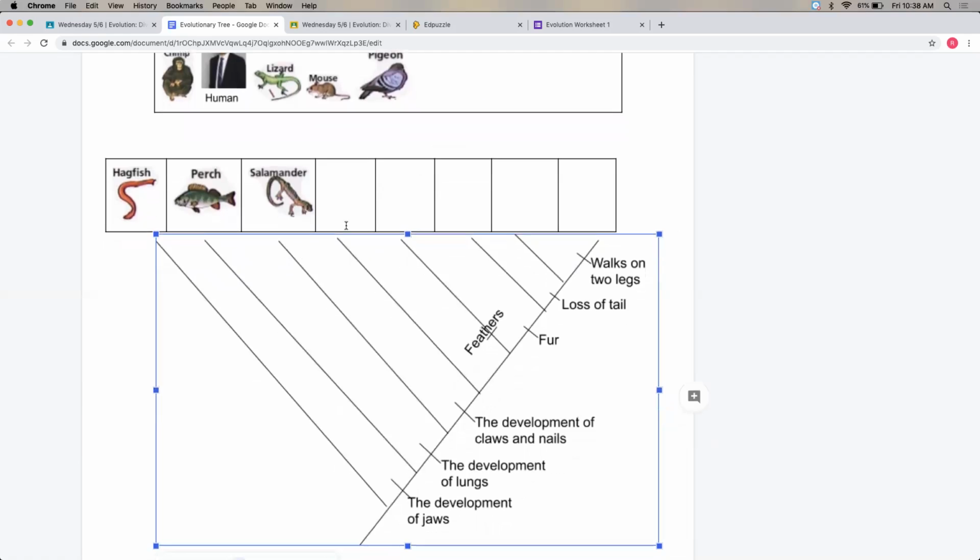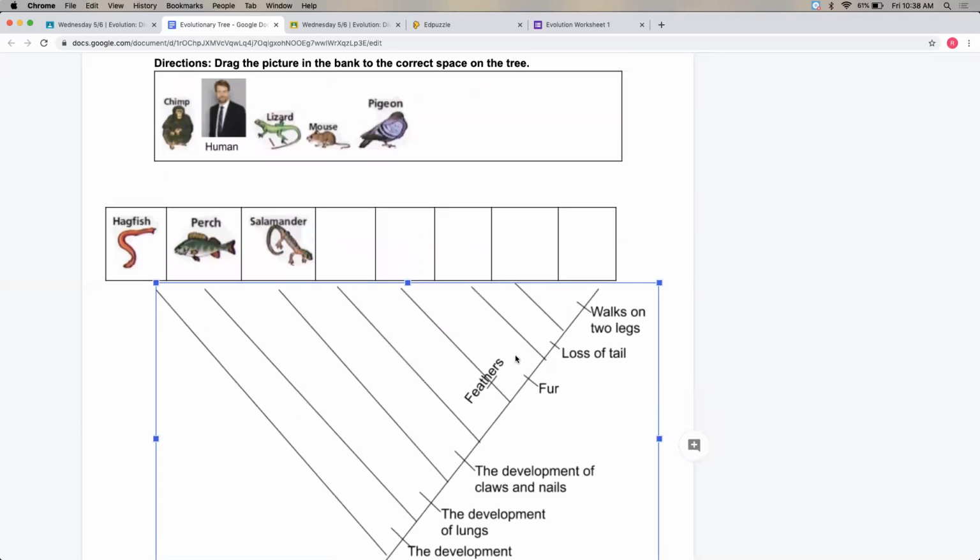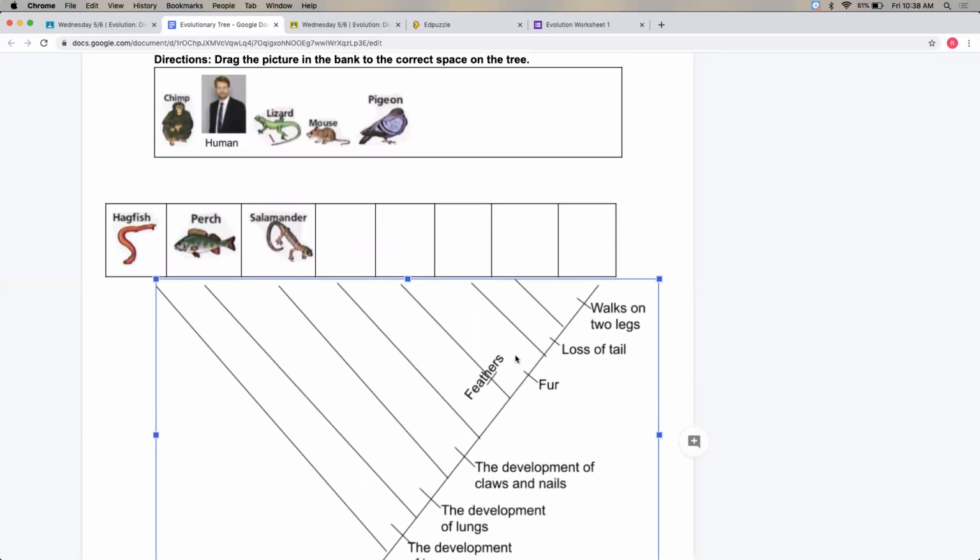All right. So now we're on this guy. Did develop nails, but did not yet develop fur or feathers. So something without fur or feathers. So no fur or hair. Hair would count toward fur in this case. No hair or fur, no feathers. What do we got left? The lizard.